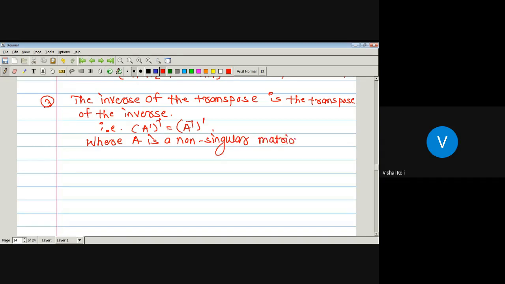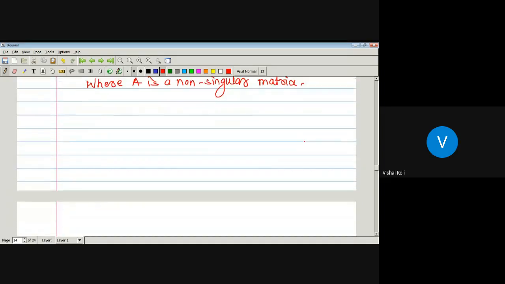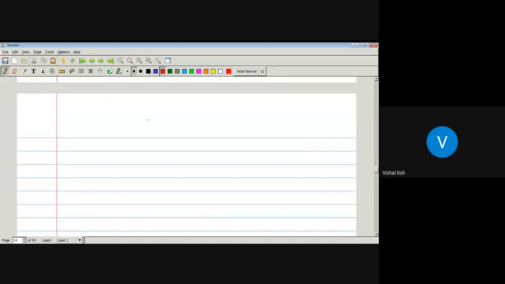Singular matrix. Okay, so these are the three properties of our inverse of a matrix. Now we will take some examples of inverse of a matrix.